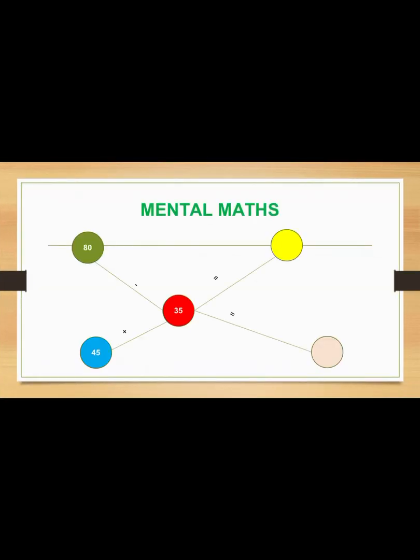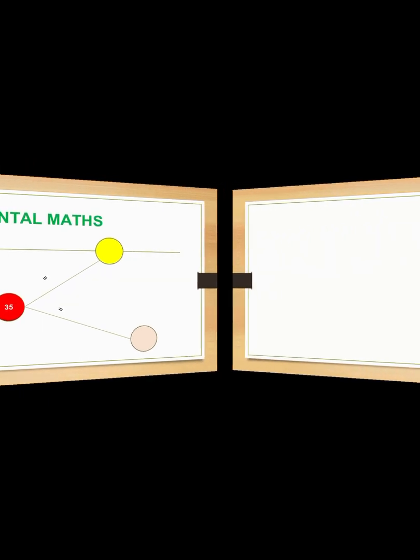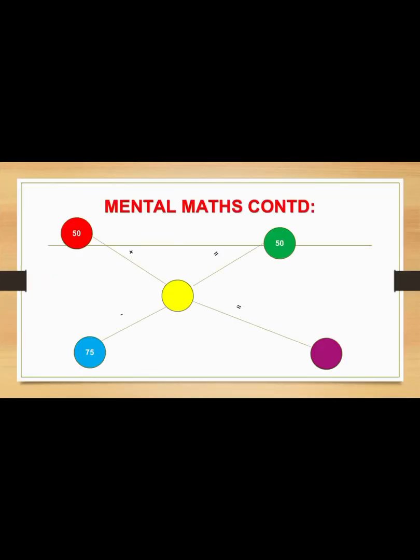Now there is mental maths for you. Wonderful. Here it is given: 80 minus 35 is equal to how much? 45 plus 35 is equal to how much? So tell me, children, 80 minus 35 is how much? 45, isn't it? And 45 plus 35 is how much? It is 80. So very nice mental maths for you. You have to put it in the circle.